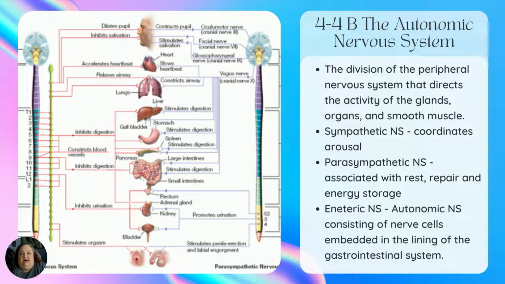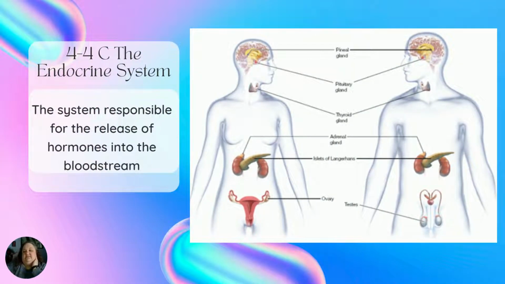Then we have the autonomic nervous system. It's a division of the peripheral nervous system that directs the activity of the glands, organs, and smooth muscles. The sympathetic nervous system coordinates arousal, while the parasympathetic system is associated with rest, repair, and energy storage. And then we have the enteric nervous system, which is part of the autonomic nervous system, and it consists of nerve cells that are embedded in the lining of the gastrointestinal system.